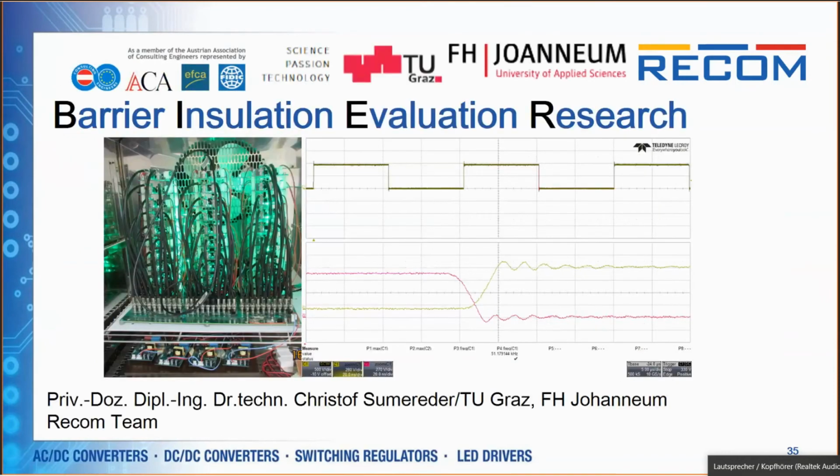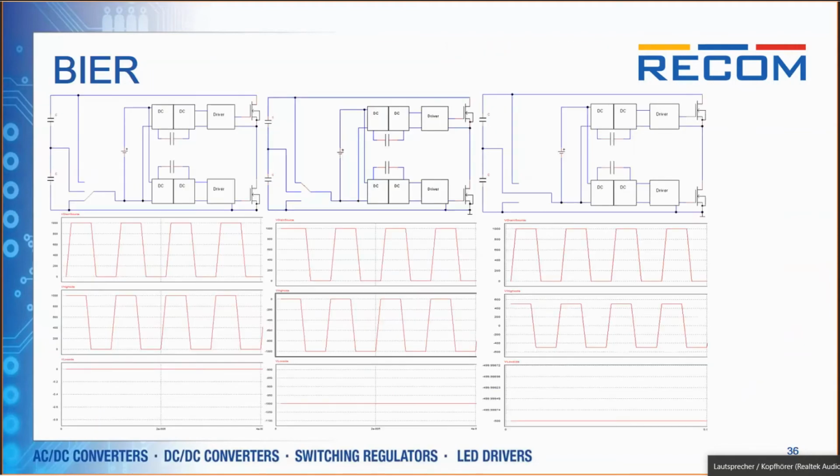And here we started our project Barrier Insulation Evaluation Research, BIER for short, with Dr. Sommereder of TU Graz and FH Neumünster. And what have we done here? We made tests with different voltage stresses. Here on the left side, you see one test setup where we have our DC-DC power supply, our gate driver, also for the high side, and the switch, the bridge, where we apply the voltage of 1000 volt, and the primary side of the DC-DC converter we connected to ground, to the power ground.